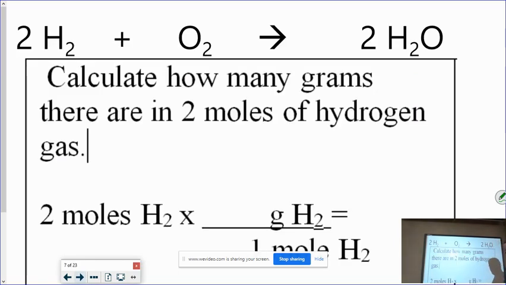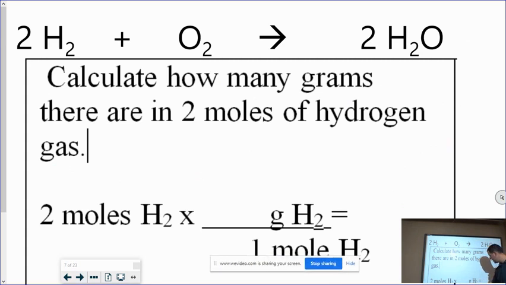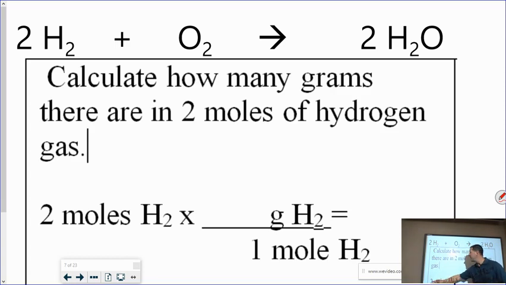So here we go. This is how we would go about solving this particular setup. You have this on your page. It says calculate how many grams there are in 2 moles of hydrogen gas. So we start with the 2 moles of hydrogen gas. That 2 comes from right there. So we put moles of H2 on the bottom, just like we've done in our last unit. And we can go from moles to grams. We learned how to do that in our last unit.